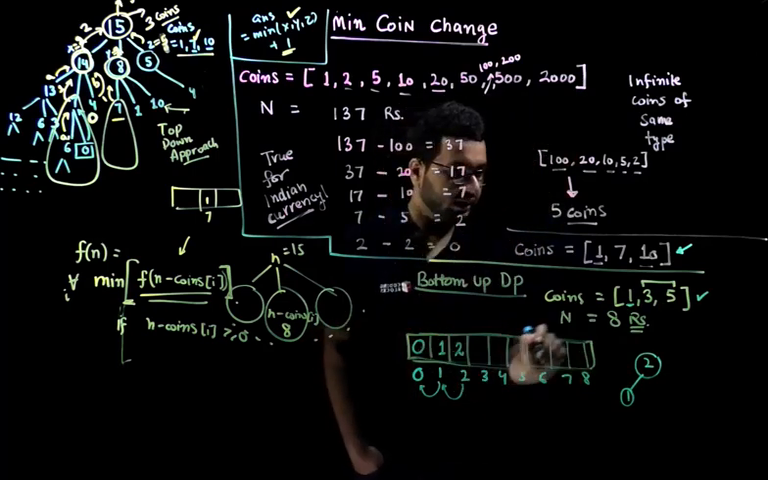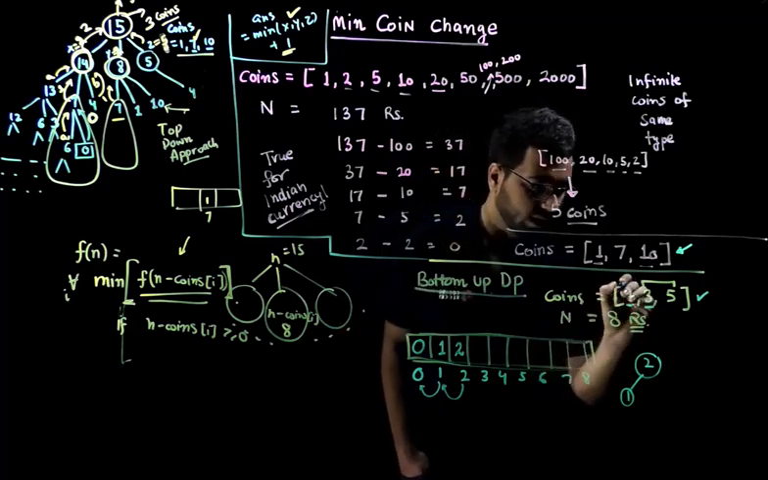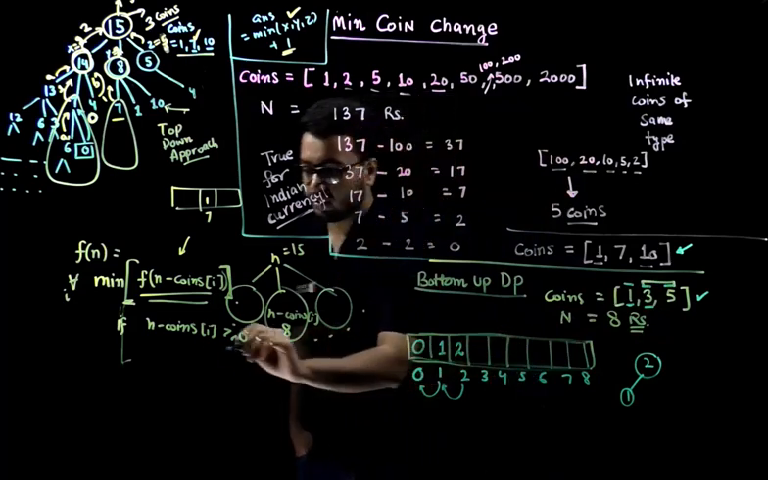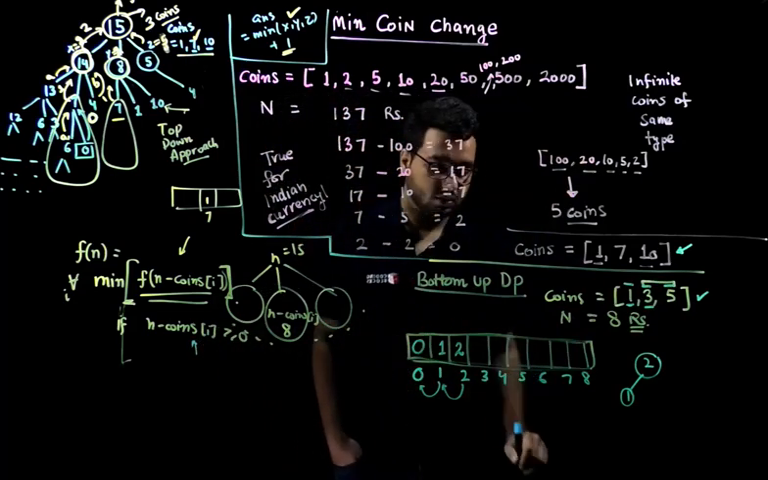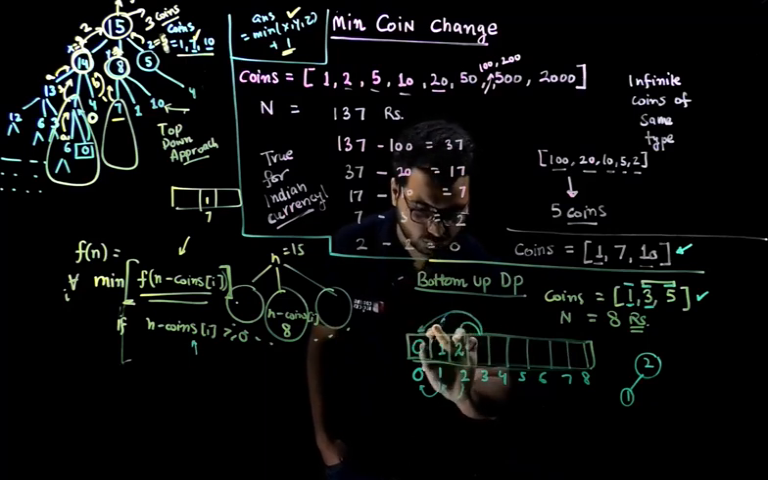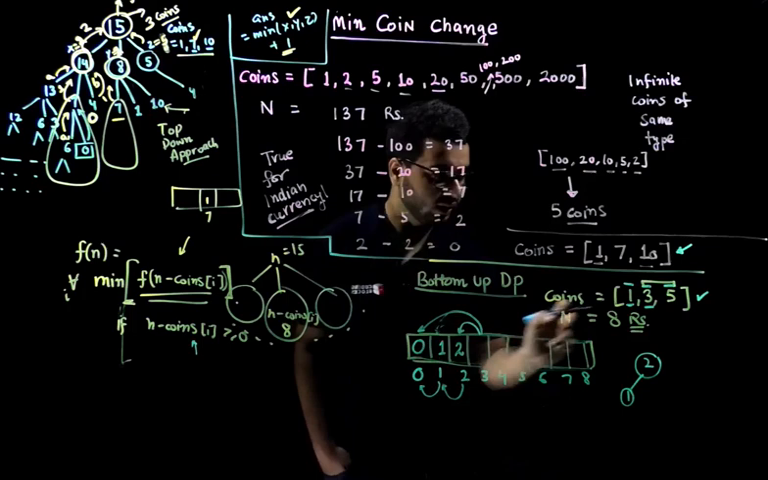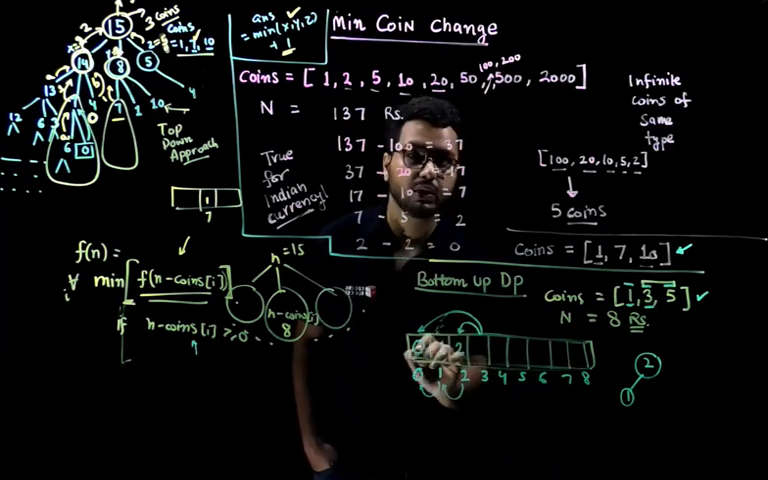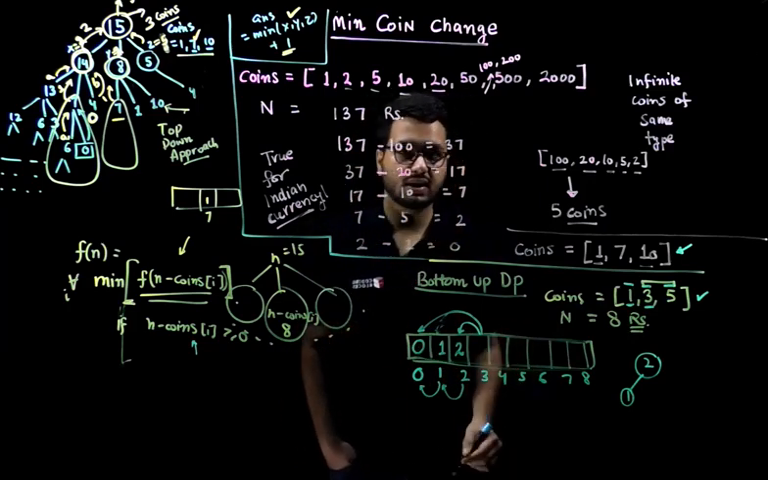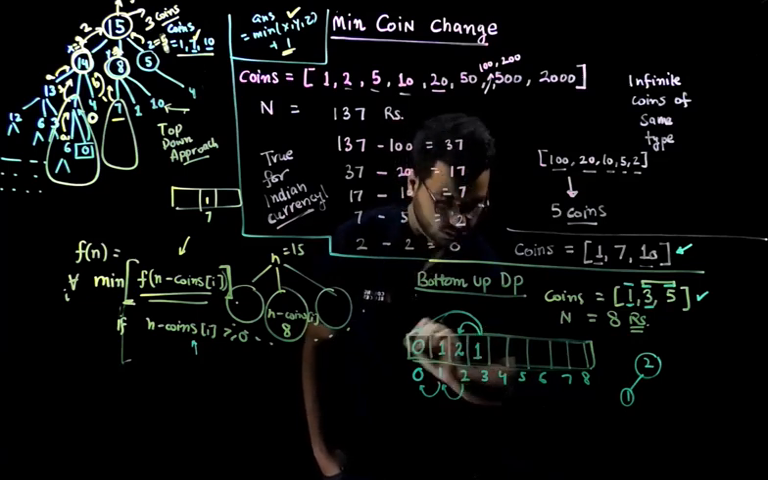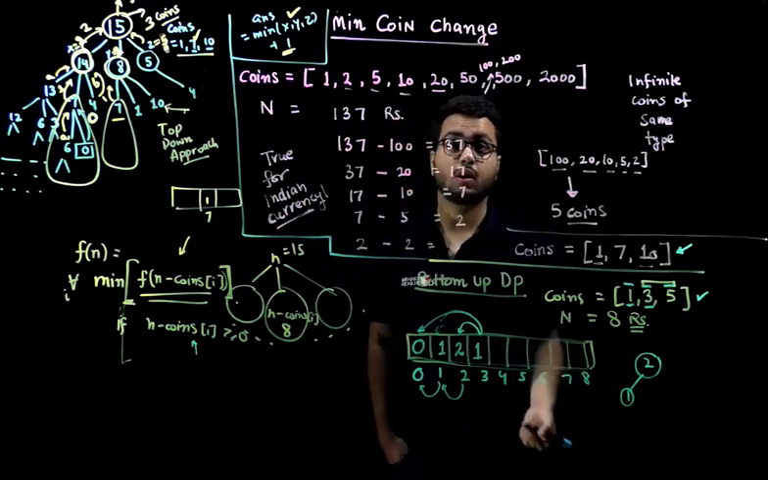For n equal to 3, you have 2 options. You can pick a 1 rupee coin, you can pick a 3 rupee coin. You cannot pick a 5 rupee coin because it does not satisfy this condition. So from 3 I can go to 2, I can go to 0. So I can subtract 1, I can subtract 3 to end up at these problems, and minimum of 0 and 2 is 0. So this answer is going to be 0 plus 1, which is 1. And you can see that actually it is an optimal answer.